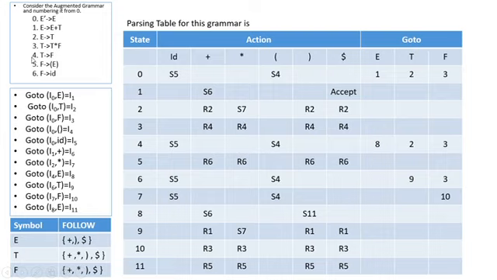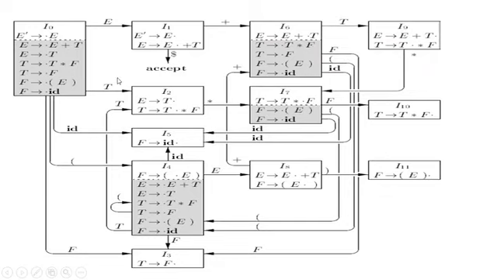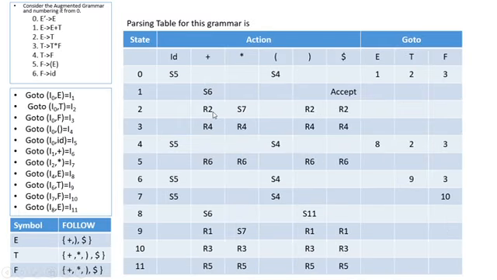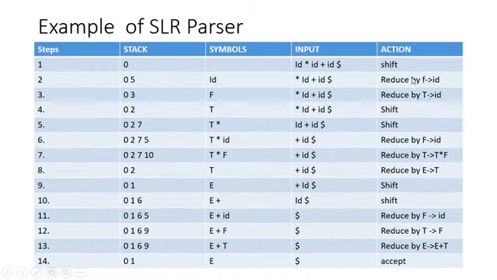What is the reduce of 4? T derives F. So that means F has been changed to T. So you can notice that F has been changed to T. Now if you take out 3 out from here, it exposes 0. So 0 with T gives you 2. So 2 is kept in the stack.